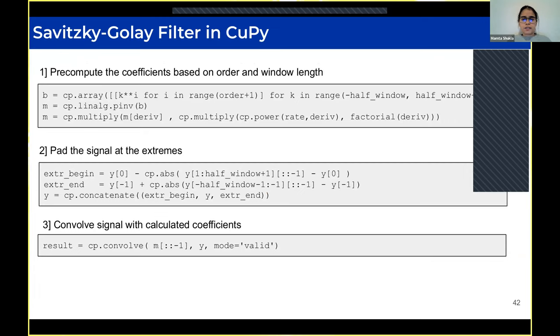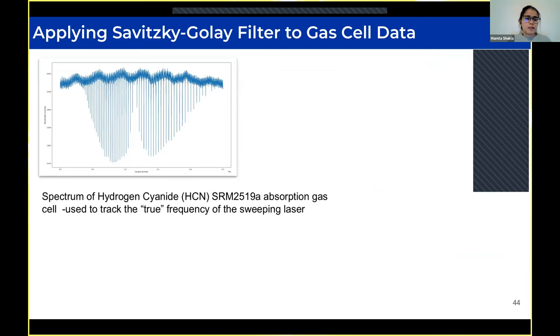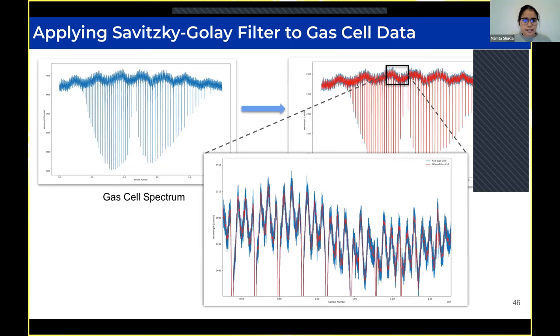So first we decide a window range, or depending on the order of the filter, you can create your polynomial passing through a certain number of points, and then convolve it directly with the actual signal. So this is how the Savitzky-Golay filter fits in this algorithm. It was used basically for smoothing the cast cell data because we get a lot of noise floor with this data. It is not very visible here, but we needed to identify the peaks, for which this filter was used to at least get much better and smoother data.